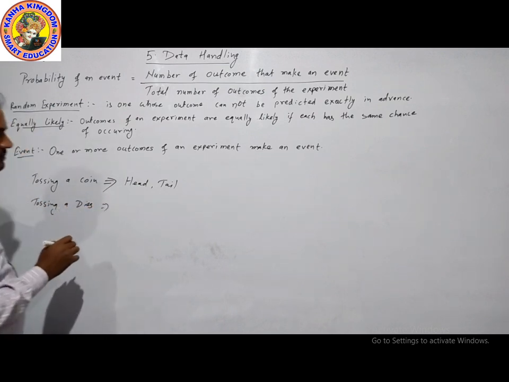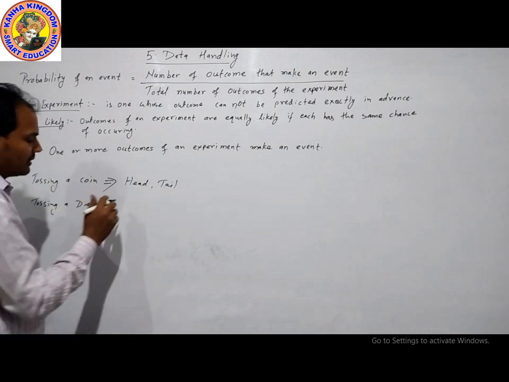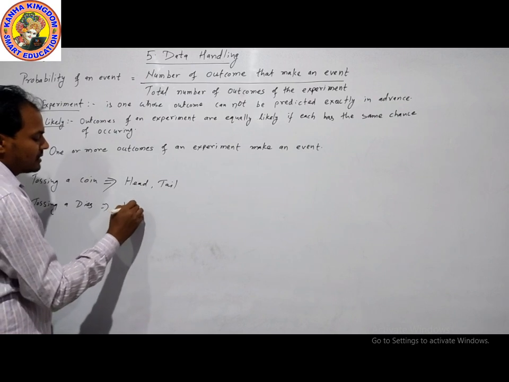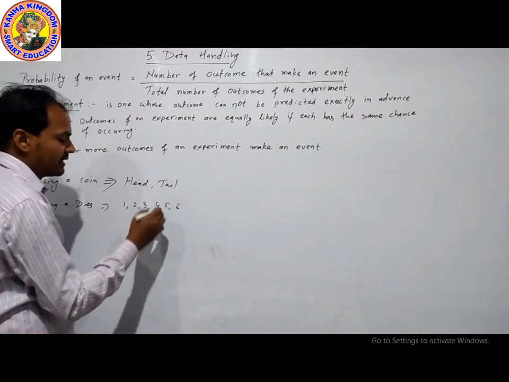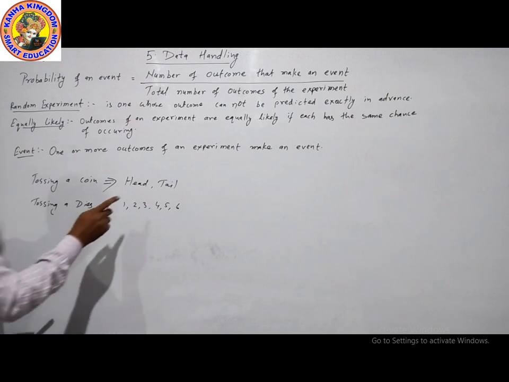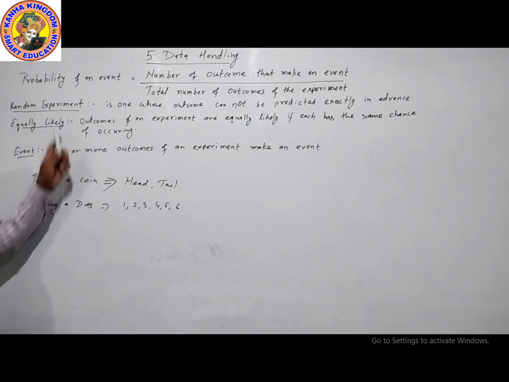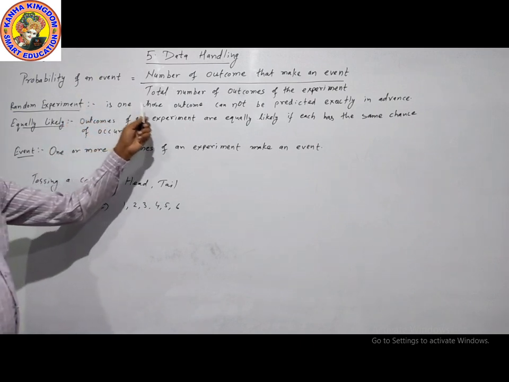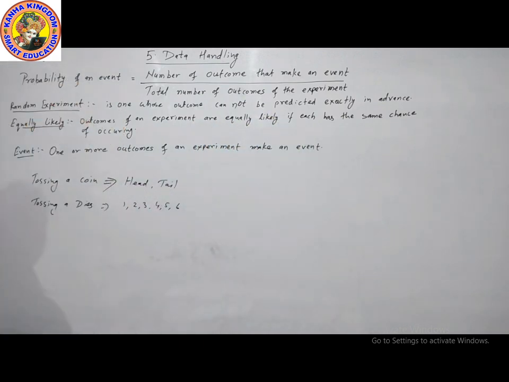Tossing a dice. When we toss a dice, the numbers that can come are 1, 2, 3, 4, 5 and 6. These numbers can come, but we cannot say exactly that 1 is coming. We cannot say exactly 2 is coming. So this is our random experiment. A random experiment is one whose outcome cannot be predicted exactly in advance.